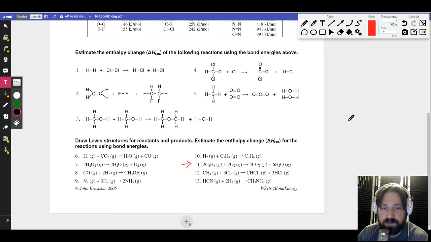Number 11 might be a little tricky. Or not a little tricky. If you want to actually draw number 11 out like you did up here with all of these guys, you have 7 O2. So that means you're going to have 7 oxygens around. It may just be easier to draw out your oxygen and then put a little 7 off to the side to remind you, okay, there's 7 oxygens. I don't want to draw out 7 of these things.